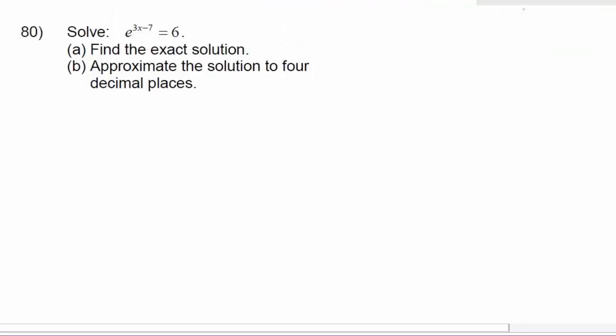Okay, hi everybody. This is part 2 for the Math 70 final exam review. These are some random problems that were given to me at our last class. So we left off on number 80.